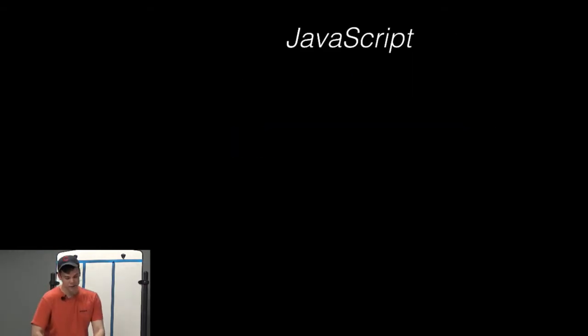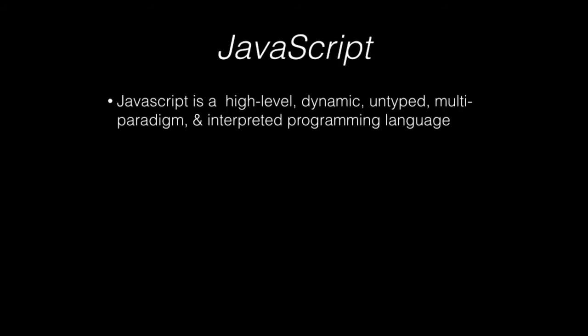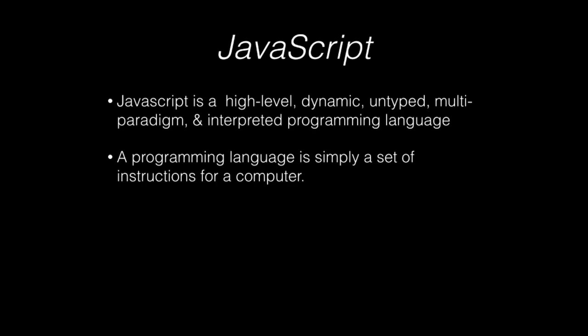And then our final piece here is JavaScript. So JavaScript is a high-level, dynamic, untyped, multi-paradigm, and interpreted programming language. That probably doesn't mean a lot, but really, when you break it down super simply, a programming language is simply a set of instructions for a computer.